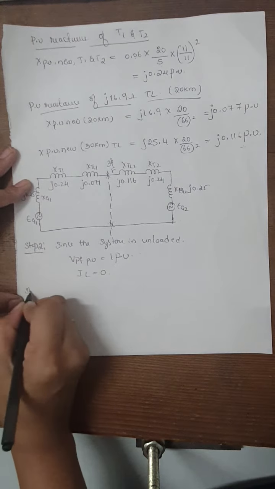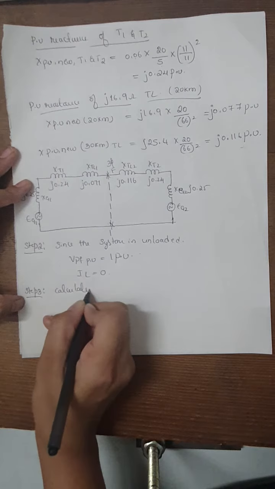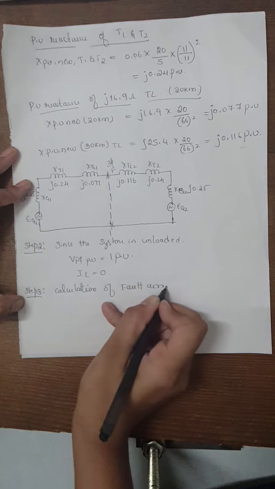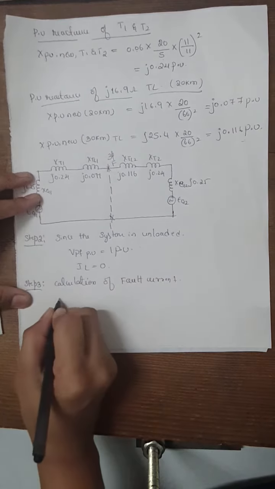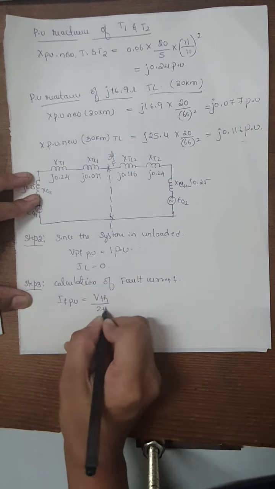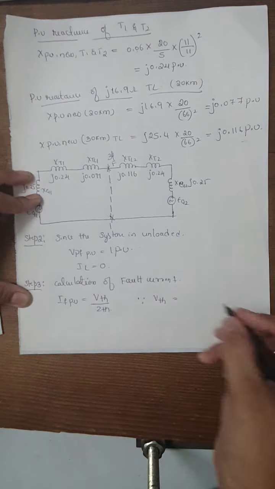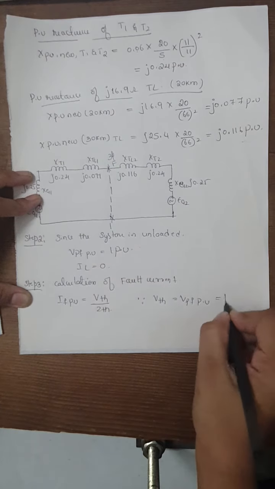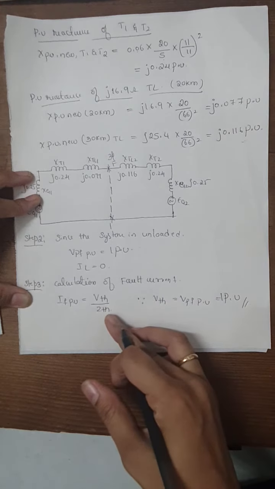So next we'll proceed with the step 3 calculation, that is calculation of fault current. We are calculating the fault current by using Thevenin's theorem, that is IF per unit will be equal to VTH by ZTH. Since you already know that VTH will be equal to VPF in per unit, that is from the previous step, it's equal to 1 per unit. So next we need to find out ZTH value here.